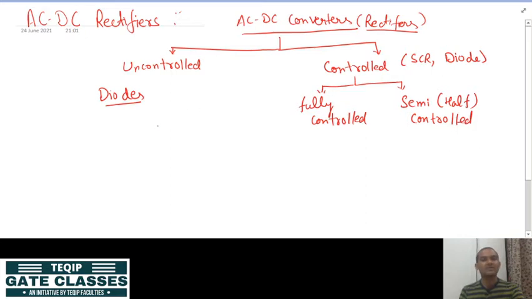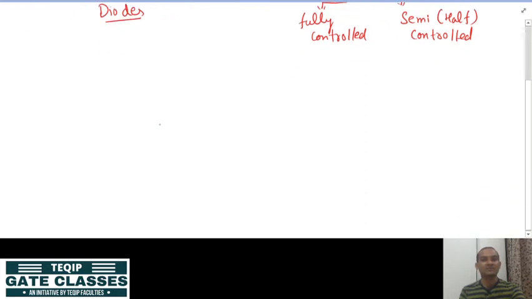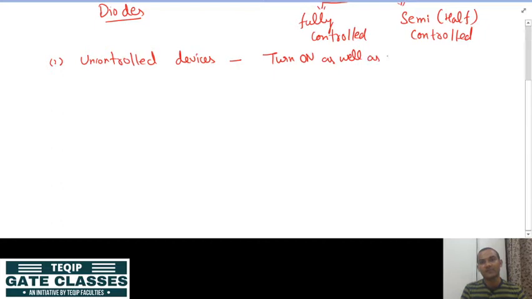Let us have a quick recap, which is also a prerequisite for understanding this section of power electronics. We have already studied that there are three types of devices, but we are only talking about two types. First, uncontrolled devices. These are devices whose turn on and turn off both cannot be controlled.